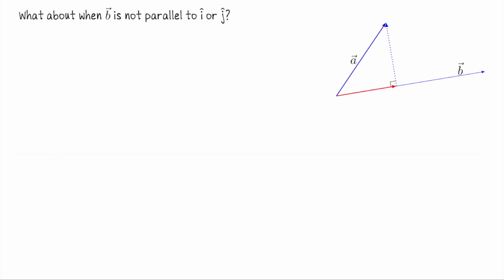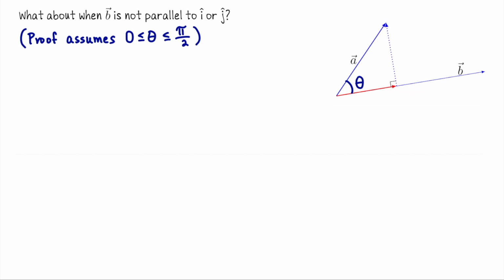We'll do a basic proof. And if I denote the angle between A and B by theta, the proof we're going to do is for the case where theta is between 0 and pi over 2. If you wanted to look at the case where theta is between pi over 2 and pi, you would just need to make a couple adjustments.